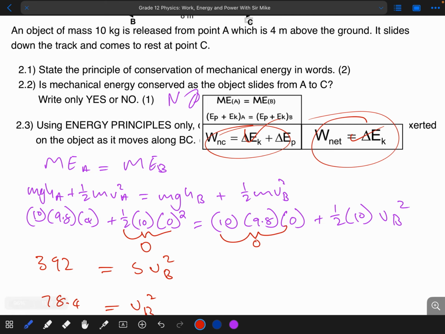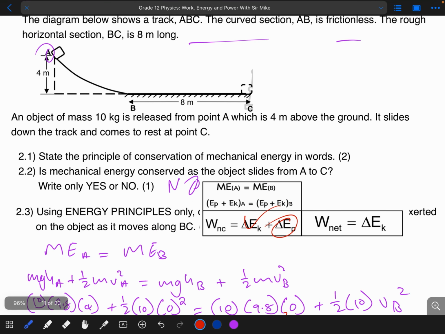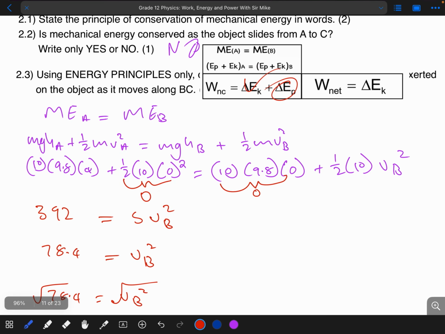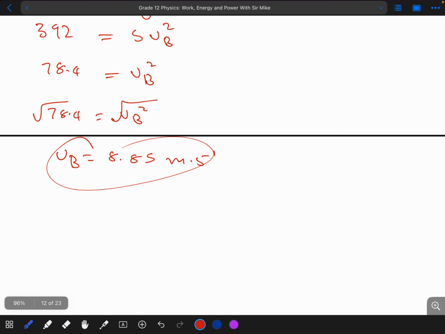Now this one can also work, but in this case this will simply be 0. Why? Because as our object is traveling between these two points, it is not elevated any units above that horizontal section. But to make things easy, I'm simply going to use this one, which says W net will simply be equal to the change in the object's kinetic energy.